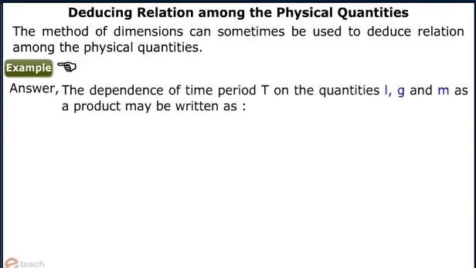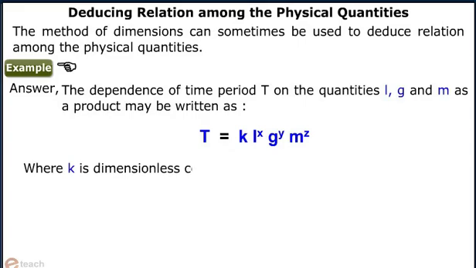The dependence of time period T on the quantities L, G and M as a product may be written as capital T equals K into L raised to the power x, G raised to the power y, M raised to the power z, where K is a dimensionless constant and x, y and z are the exponents.